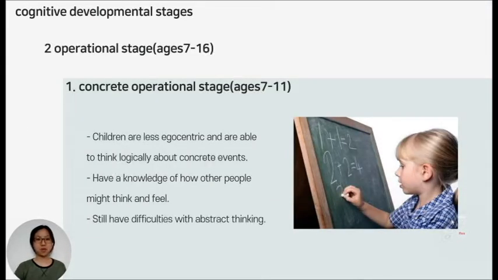Next are the operational stages. They're divided into two. First one is the concrete operational stage, which is from ages 7 to 11. Children are less egocentric and are able to think logically about concrete events. They also have a knowledge of how other people think and feel, but they still have difficulties with their abstract thinking.